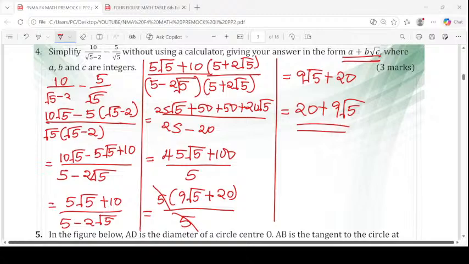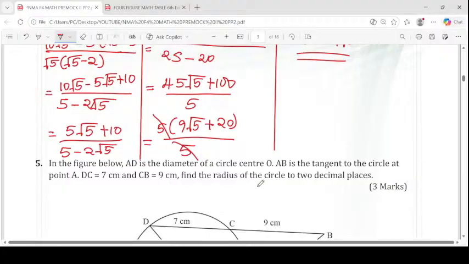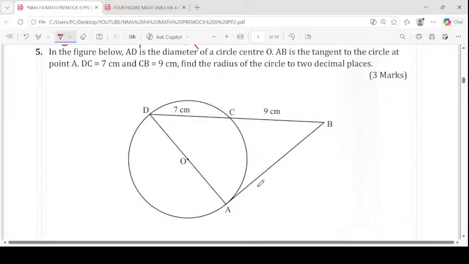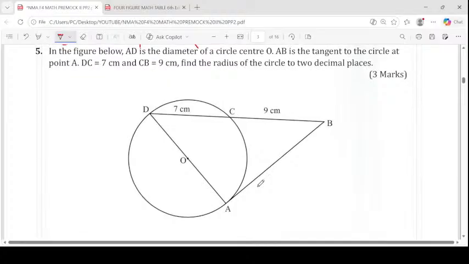Let me make progress to the next question. Allow me to make progress to question number 5 now. This is a Form 3 question under the topic circles, chords, and tangents. Let us see how to tackle it.